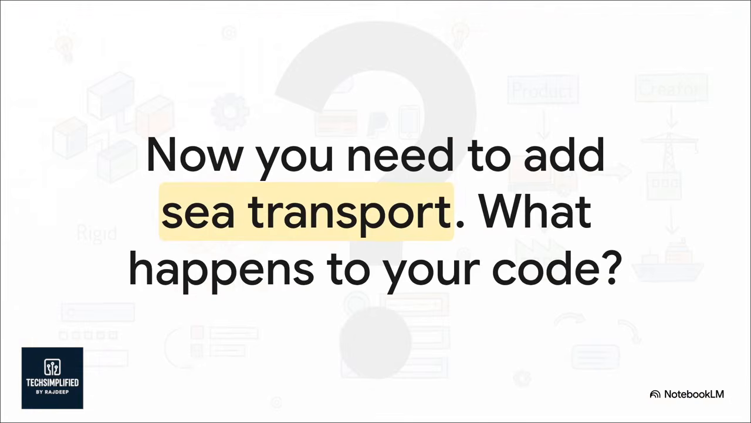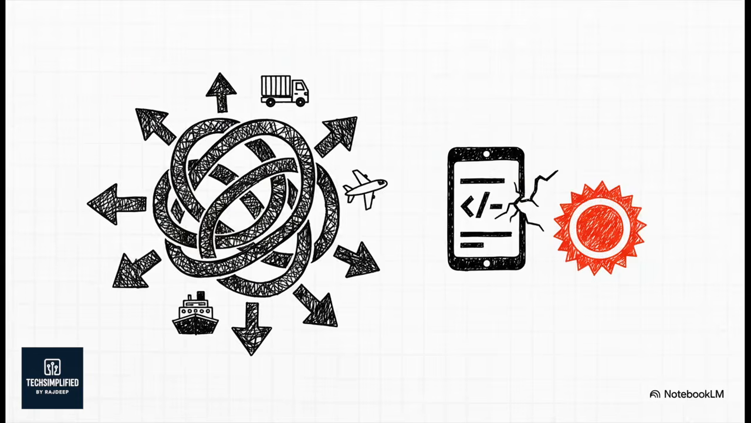But your app is a hit. And now, the business wants to expand. They want to start handling sea transport. So you need to add ships. The big question is, what happens to your beautiful, simple code base when you try to cram a ship class in there? Yeah, it gets messy, and it gets messy fast.